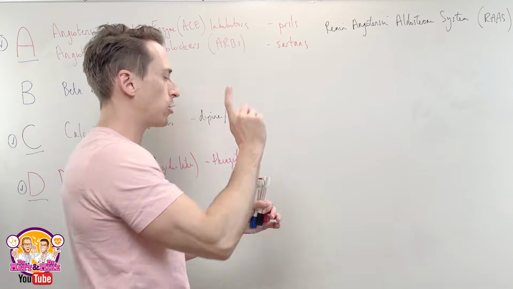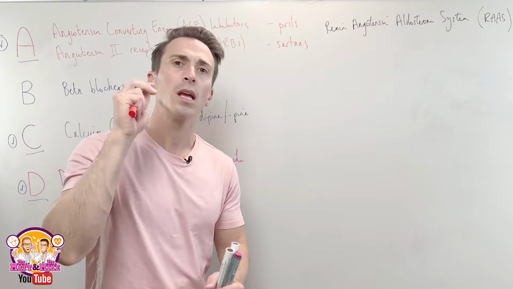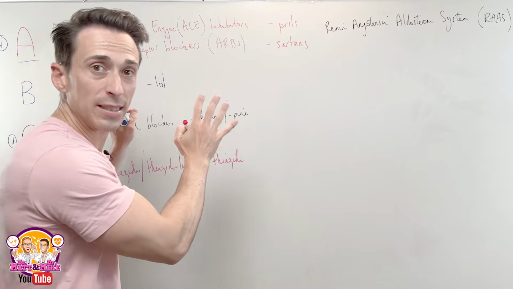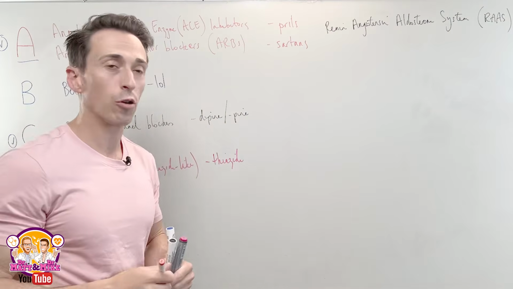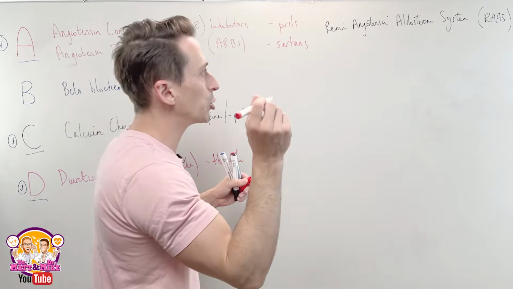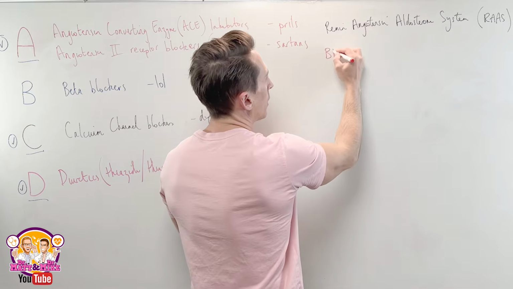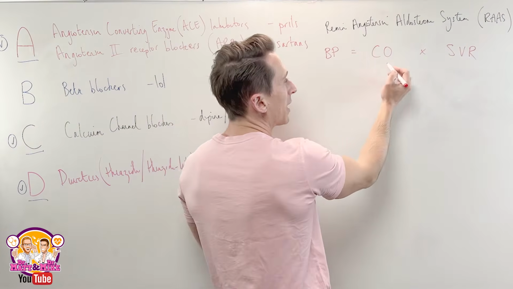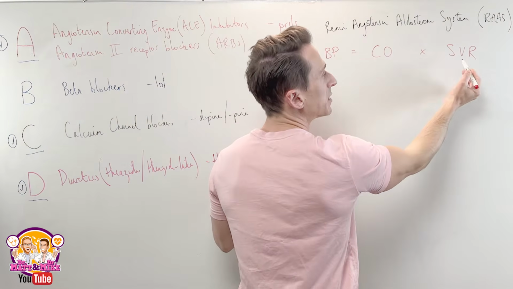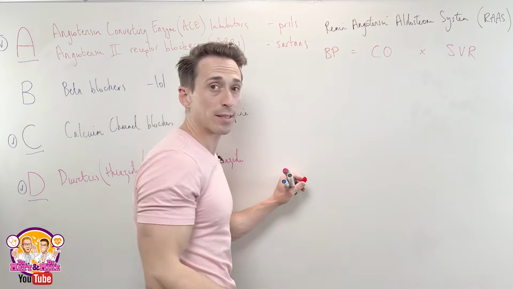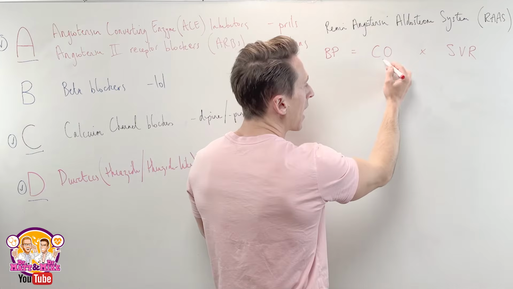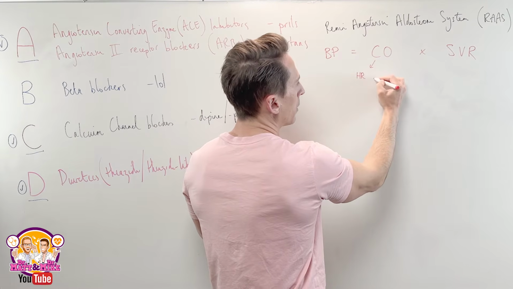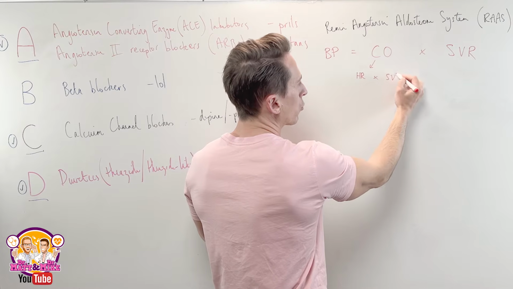Before we jump into that, you must remember the blood pressure equation, particularly when we're trying to see how all these different classes of drug therapies work. Remember, the blood pressure equation is this. Blood pressure equals cardiac output times systemic vascular resistance. Remember that cardiac output is our heart rate multiplied by our stroke volume.